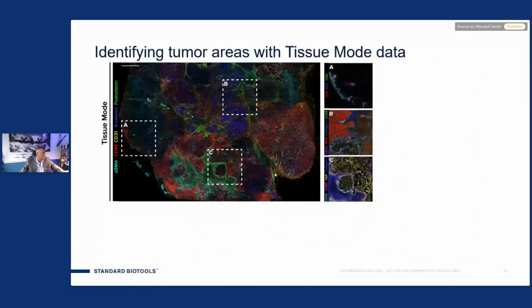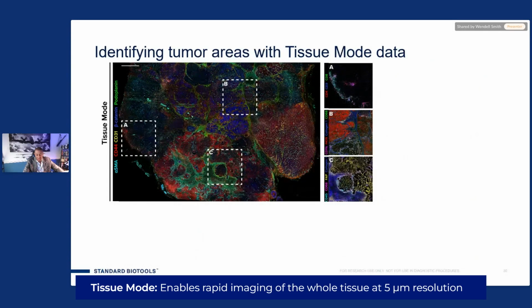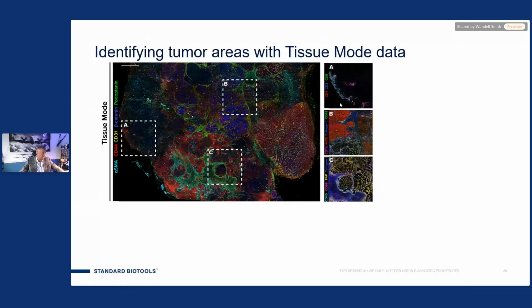Last figure for this particular piece of tissue, the breast cancer tissue, we wanted to show you tissue mode. Tissue mode allows us to scan the entirety of that tissue at 5 micron resolution. And you may be concerned that 5 micron resolution may not be giving you the most information. And so we wanted to sort of address that. Even at 5 micron resolution, we're still clearly able to define T cells, so CD3, CD4, CD8 expression, we're still able to see that.